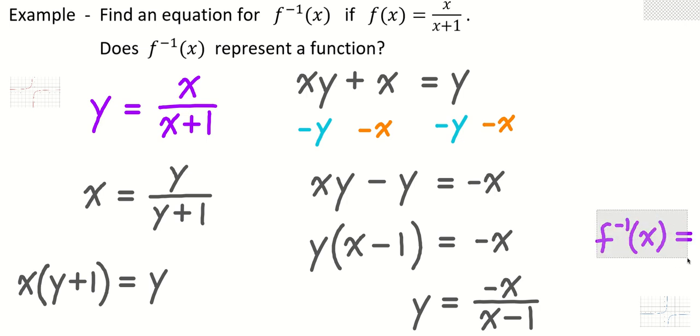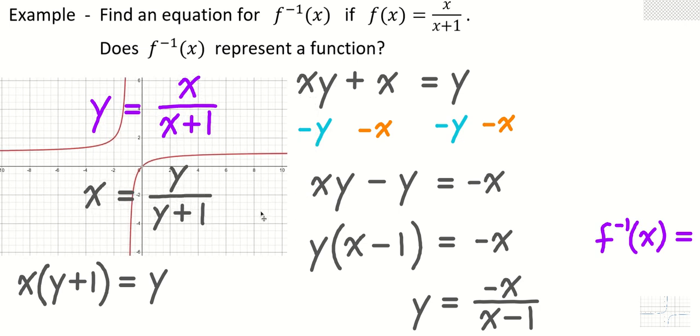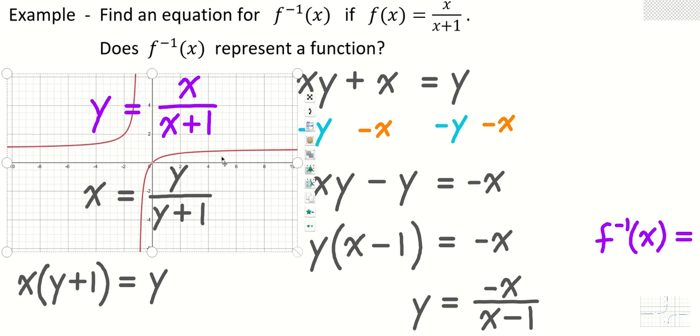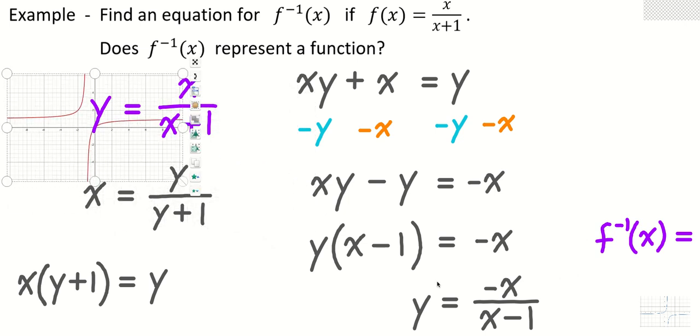So if you have room, you can write this answer just with an f inverse of x instead of a y. But this is essentially your final answer. And like I was saying a couple minutes ago, what you could do to figure out if this represents a function or not, you could check this graph, which, long story short, turns out to be this, and you could check the horizontal line test for this graph, or the graph of this.